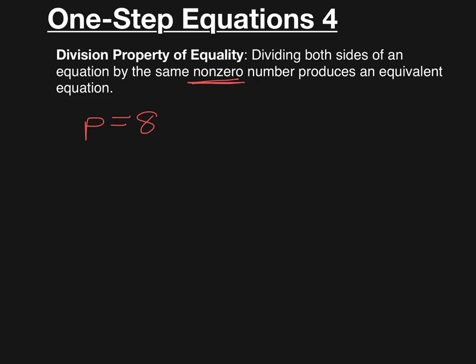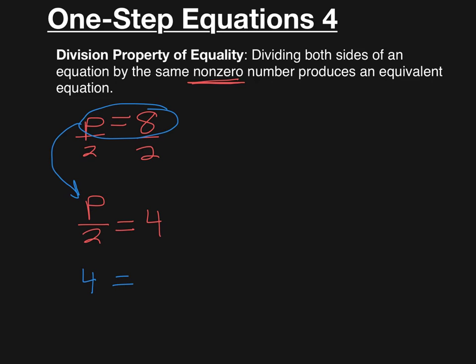So let's say we have p equals 8, right? Let's say I decide to divide both sides of this equation by 2. I divide p by 2 and I divide 8 by 2. That gives me p divided by 2 equals 8 divided by 2, which is 4. Because I started off with p equals 8, if I put 8 in here for p, this equation would still be true. It would give me 8 divided by 2 is 4 equals 4.